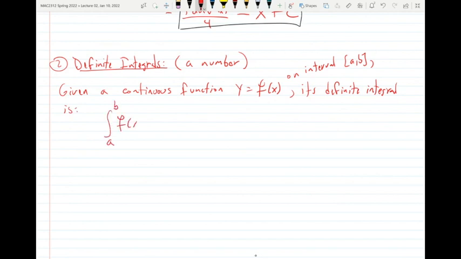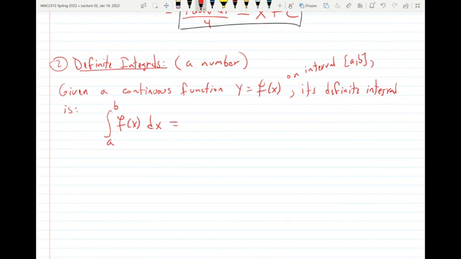So the notation is very similar to what we had above. If you don't think about these numbers, a and b, this will look like an indefinite integral. But the moment that we put these, they are called the limits of integration. This is the notation that we use for a definite integral. This is a number, and how do we define this number?